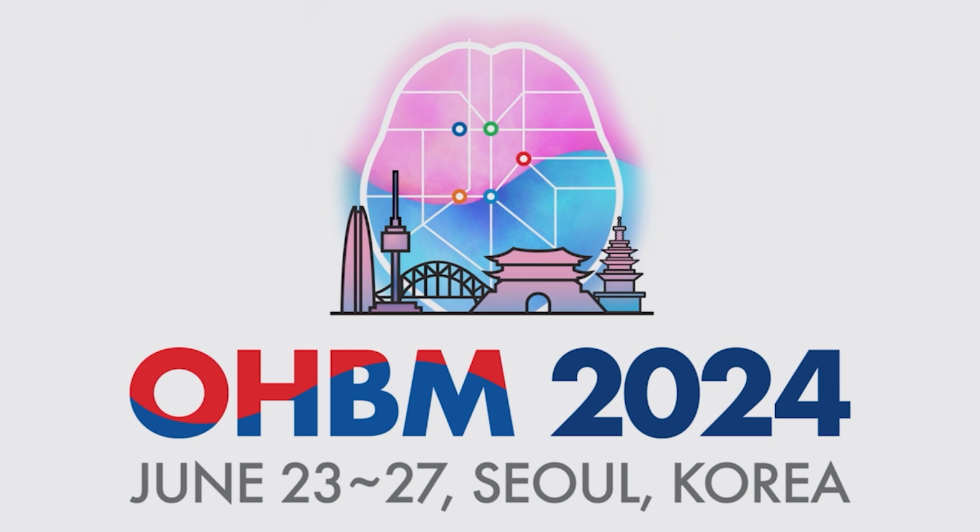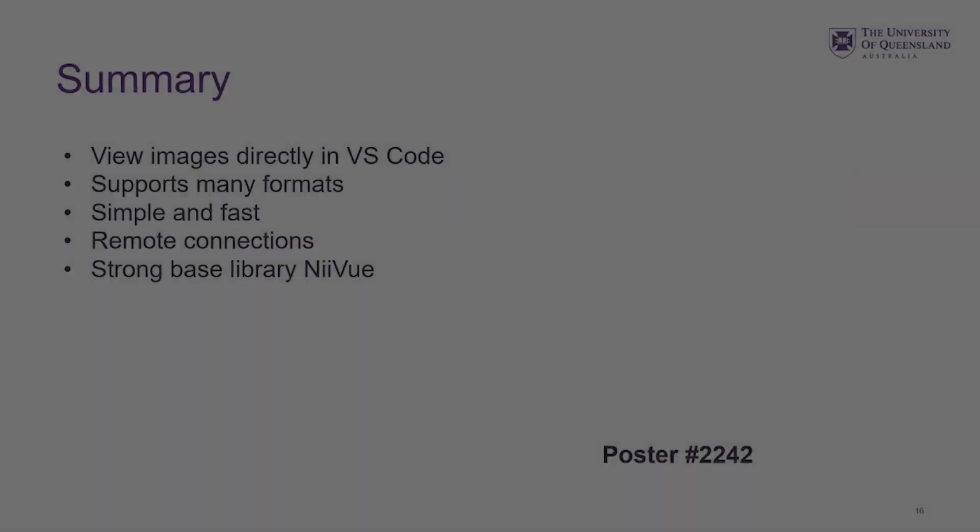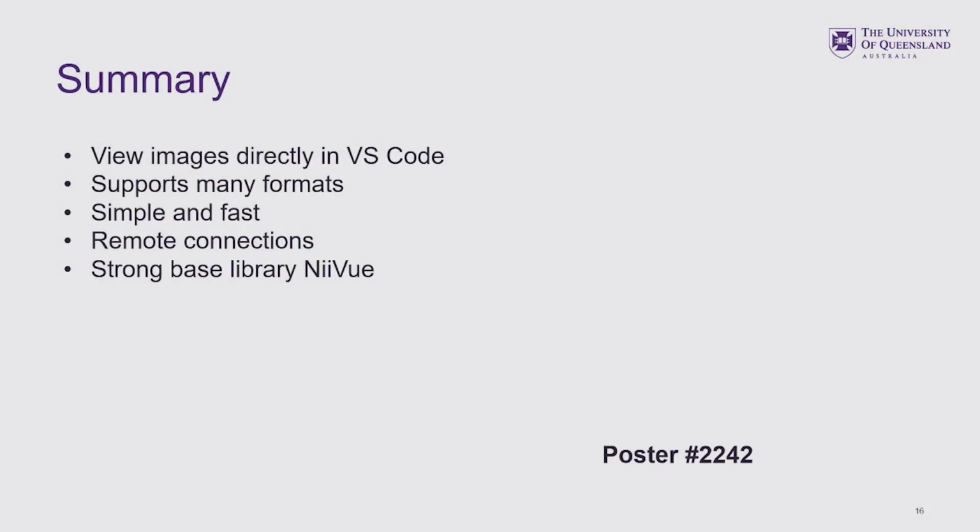Can NiiVue be used to overlay images as well? Sorry, it was switched off. The question is, can NiiVue be used to overlay images as well? Yes, you can overlay images as well. I only showed it for the mesh, but you can do it on normal grayscale images as well. There's an overlay button, and yeah, you can add multiple overlays as well.